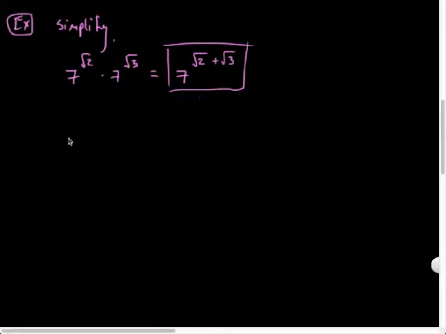Let's try another one. What if I've got 5 to the square root of 2, all to the square root of 10? What property of exponents applies there? Power to a power property. What do I do with those exponents? Multiply. So that's going to be 5 to the root 2 times root 10. So that's the same as 5 to the square root of 20.